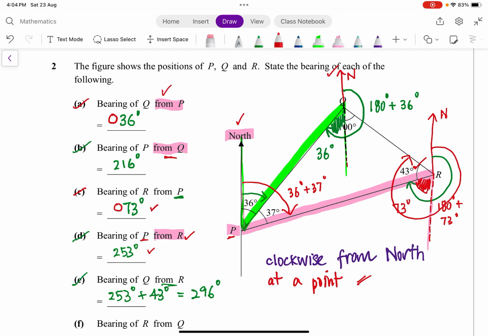Now let's take a look at the last question. The last question requires us to find the bearing of R from Q. Are you able to find the bearing of R from Q?